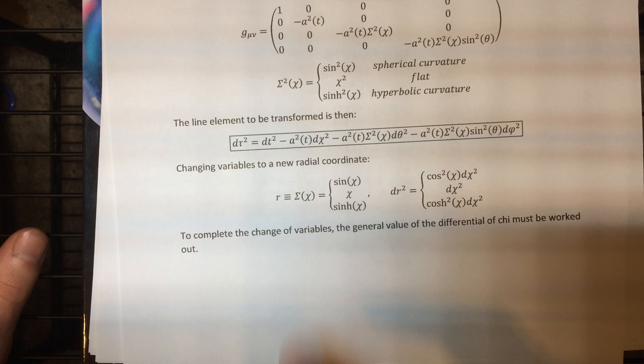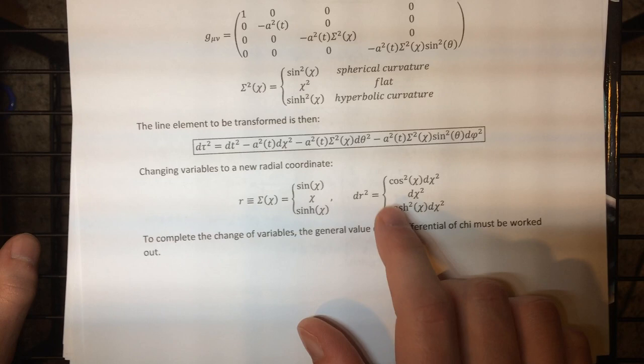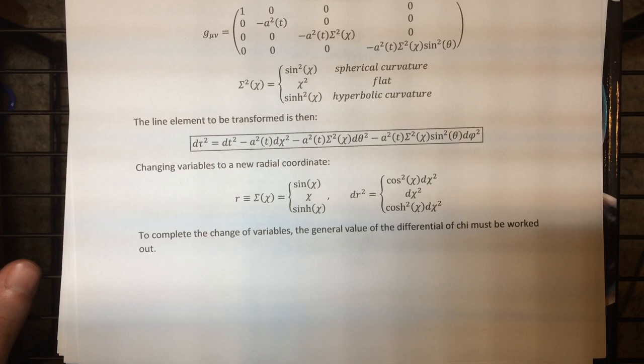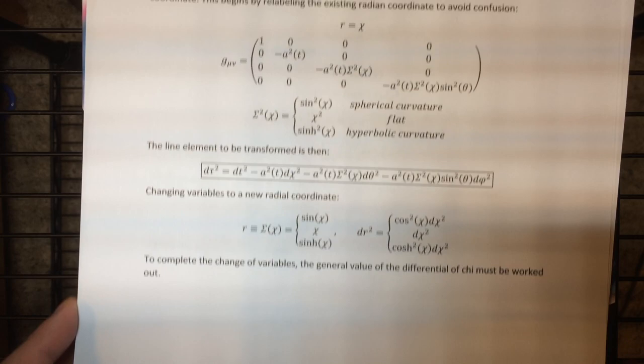R is set equal to this sigma function. So then dr squared equals this in terms of chi. So then you may ask, how is this going to merge into one? Well, we have to do the coordinate transformation for each case separately, and then we'll see how we can introduce a new parameter in a very nifty way, and combine it all into one. Okay, so let's take the spherical case first.